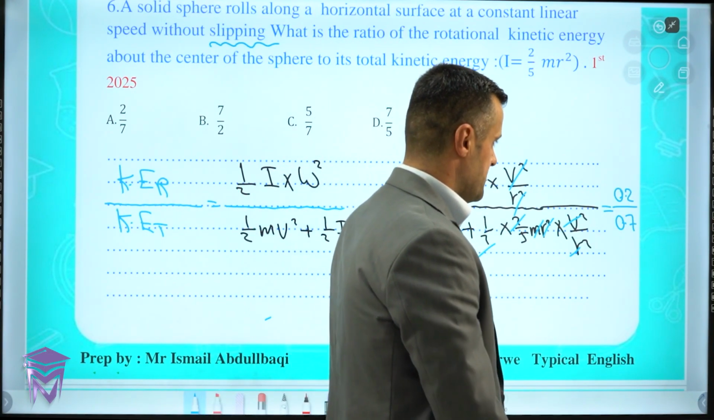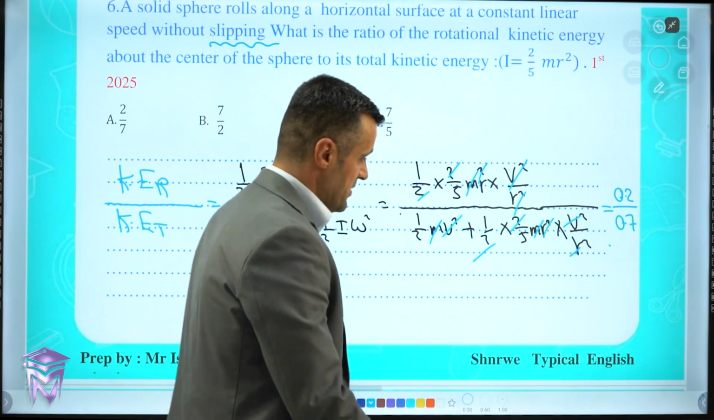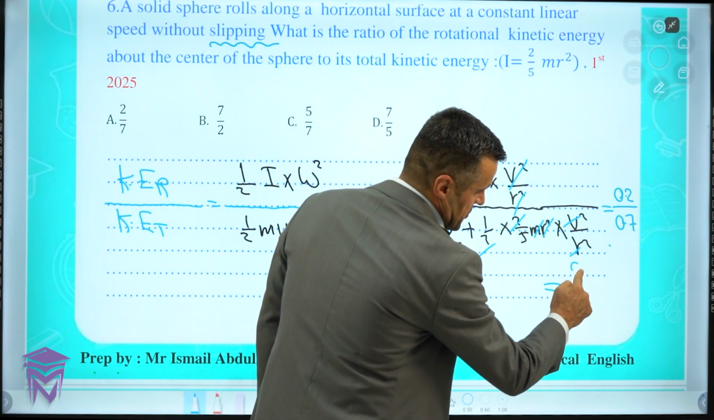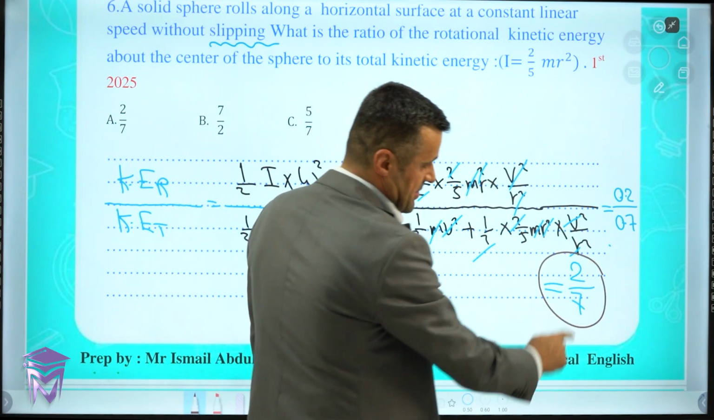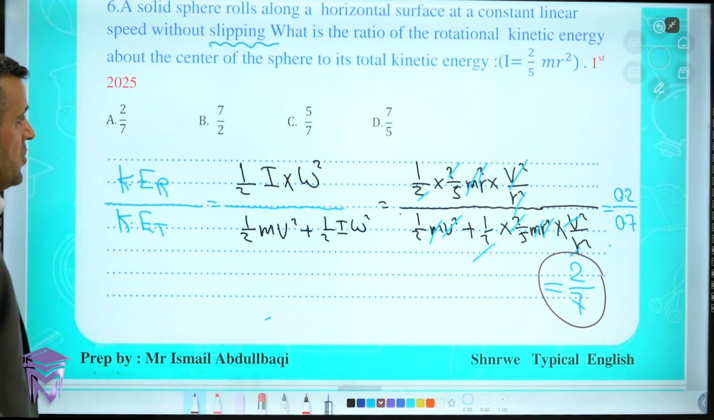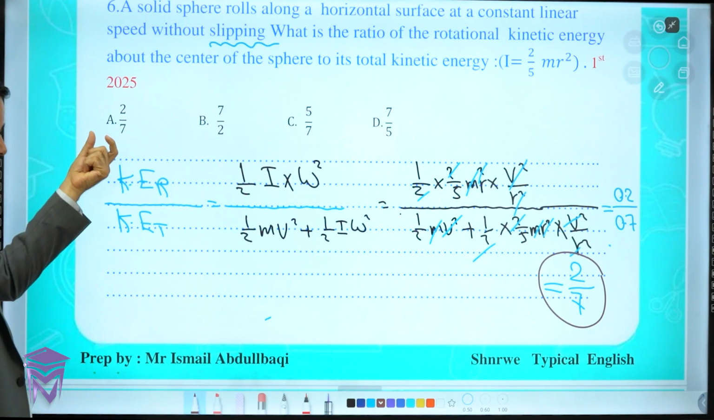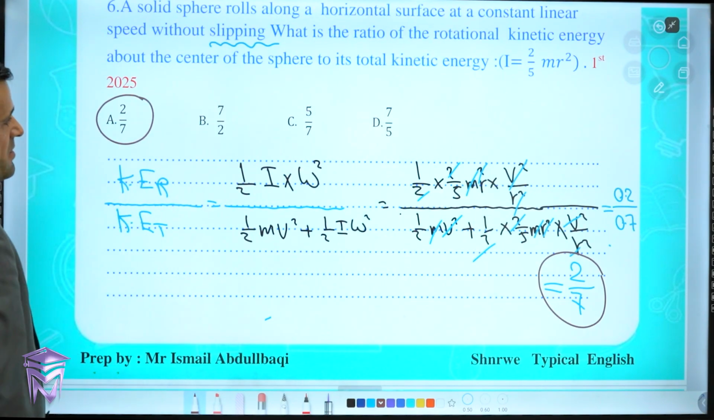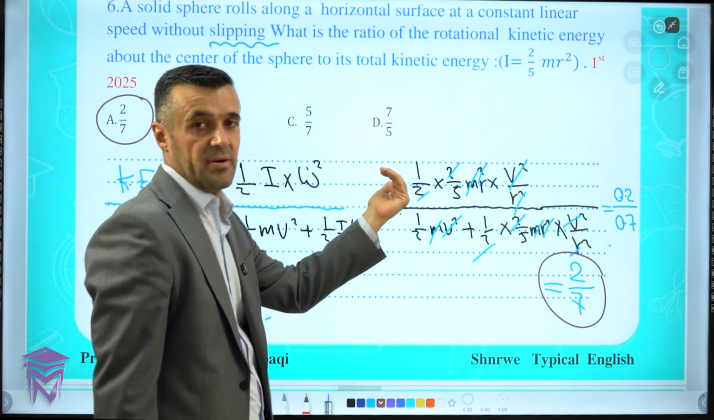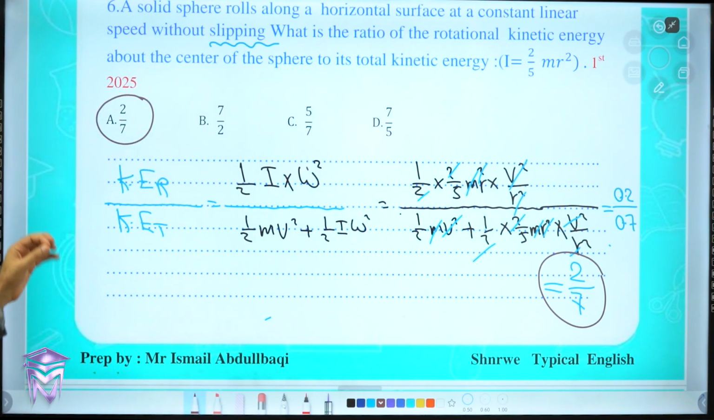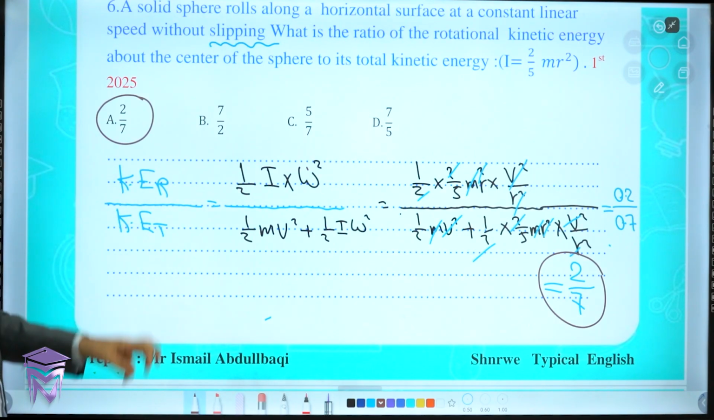So 0.2 divided by 0.7 equals 2 over 7. The correct answer is 2 over 7. Option A is writing 2 over 7, it's correct. B is not correct. C is not correct. D is not correct. The correct answer is option A. Thank you.